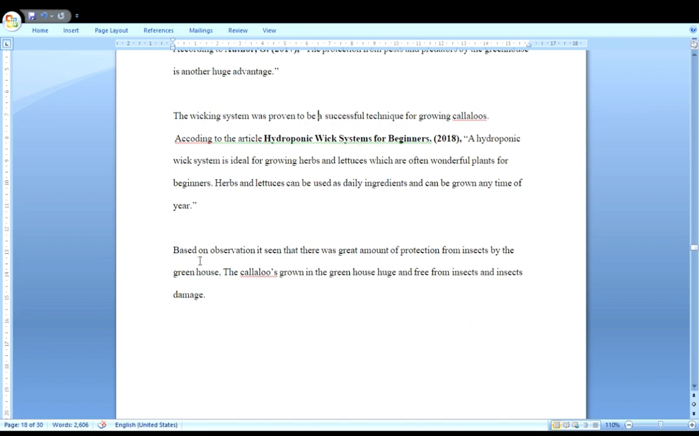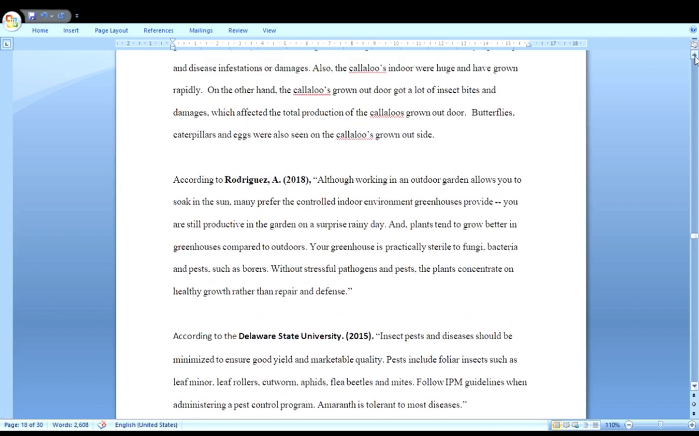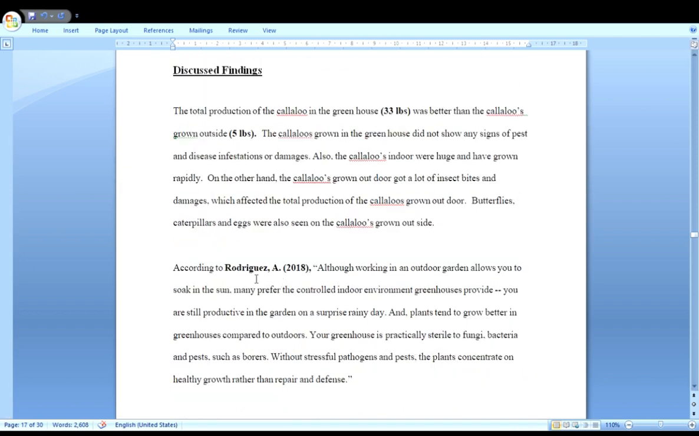And last but not least, based on the observation, it is seen that there was great amount of protection from insect by the greenhouse. The callaloo grown in the greenhouse were huge and free from insects and insects damage. So that's your discussion there. However, importantly, all the literature and quotation that were used, you should have your references written for each one. If you don't use a particular quotation, you will not use any reference, but once you use a quotation, you should write the reference. Now let us go and see how you would write the reference for each.